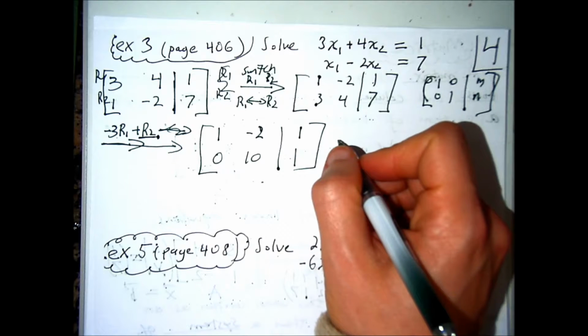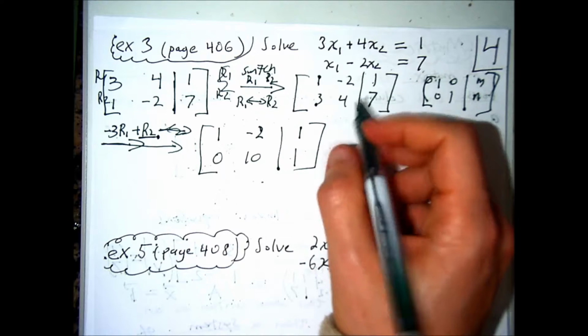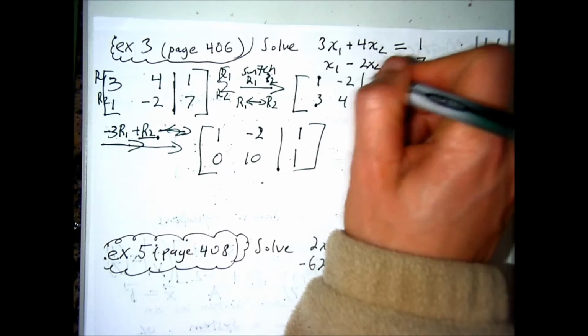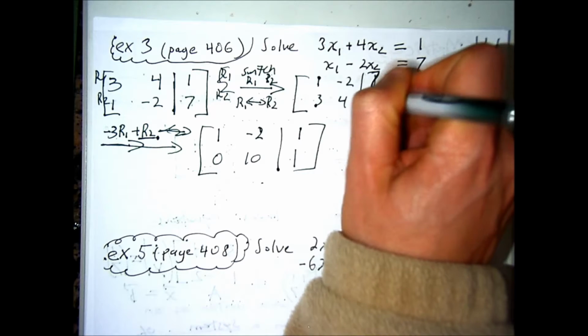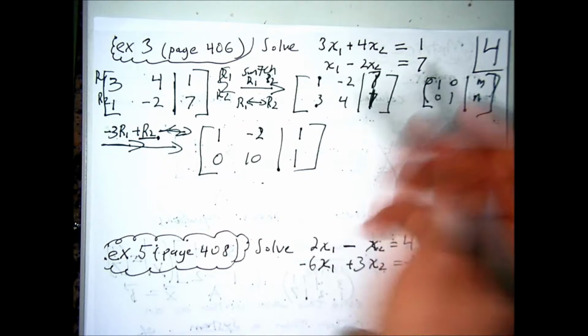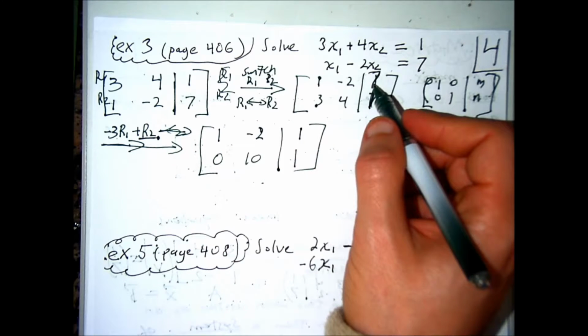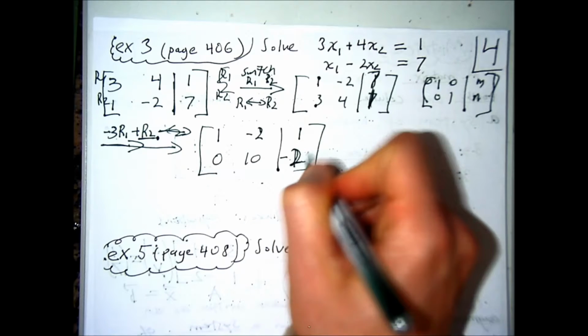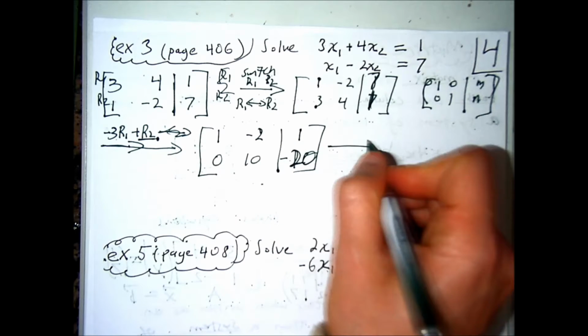Now what? Well, now, first of all, I made a mistake. 7 and 1. So negative 3 times 7 is negative 21. Plus 1 is negative 20. So this should have been a negative 20. Okay, I made a mistake there.